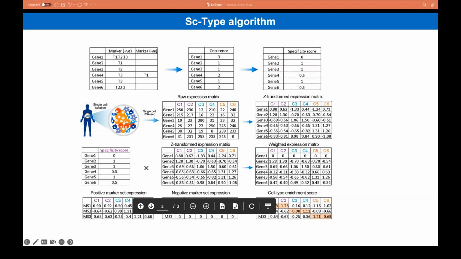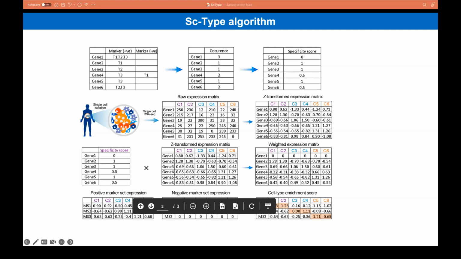So for example, you can see here that gene 1 has been reported as a marker for 3 tissues. So it is a marker for T1, T2, T3, and the occurrence is 3. Gene 2 is a marker for only one tissue, T1. Gene 3 is a marker for again 1. So similarly, we give a number for each gene based upon their occurrence in our database. And then we scale this occurrence in the range of 0 to 1. So for example, gene 1 is a marker for all 3 tissues, so its specificity score is 0.